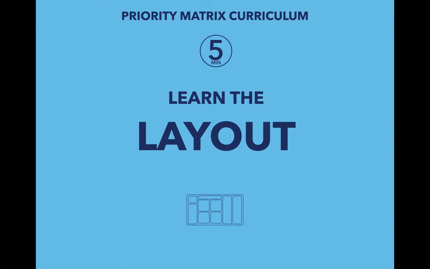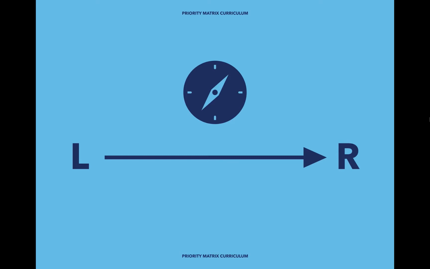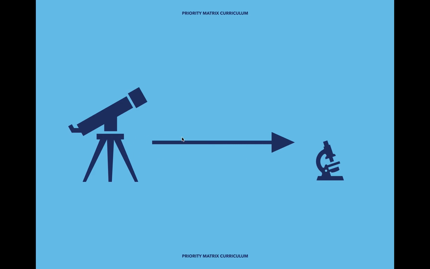Hi! In this 5-minute Priority Matrix curriculum video, we're going to be starting at square one and learning about the layout of the software. The first thing to notice in Priority Matrix is that when you move your eye from left to right, you are taking in high level to increasingly minute information.